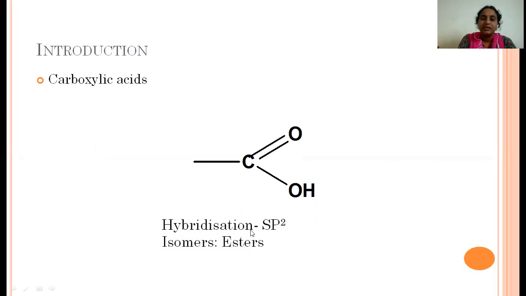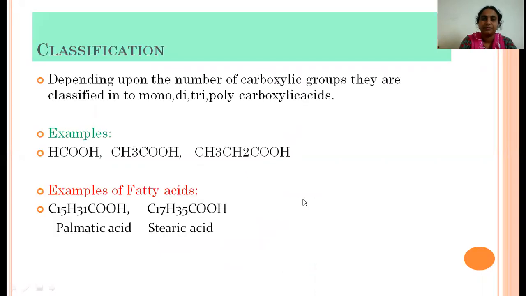And here generally, the left side group is the alkyl group, R-C double bond O, OH, this is called carboxylic acids. These carboxylic acids' isomers are esters. Esters are nothing but R-C double bond O, OR.